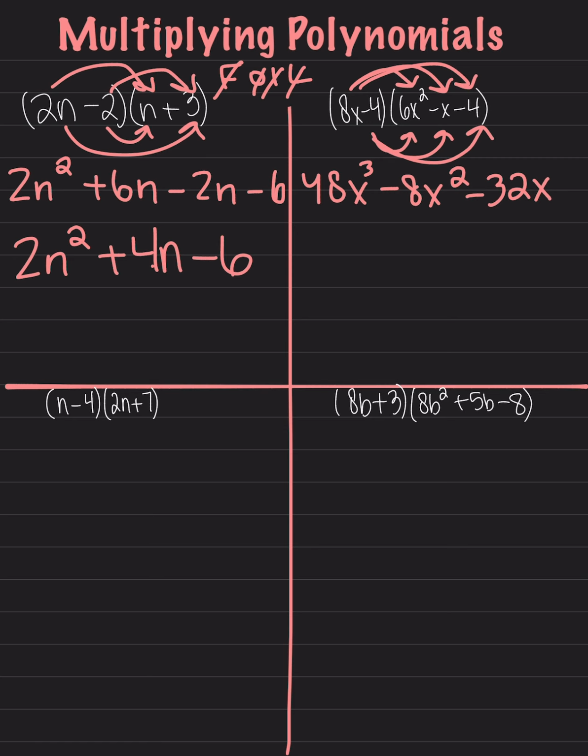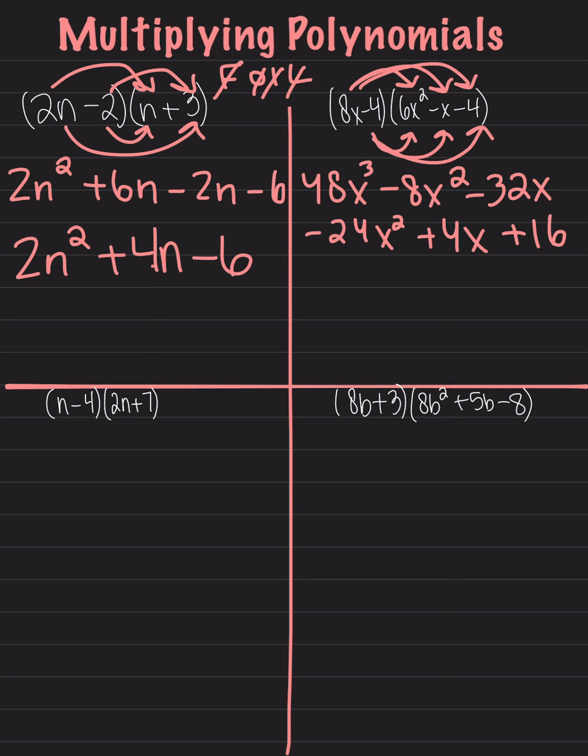Now we're going to move on to our negative 4 side. So negative 4 times 6x squared is negative 24x squared. Next, we have negative 4 times negative x, which is positive 4x. And lastly, we have negative 4 times negative 4, which is positive 16.